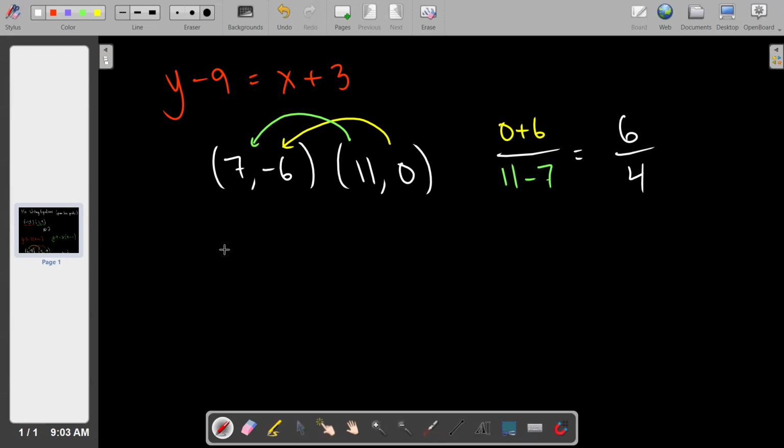What's my slope? 3 halves. That's how you say it. 3 halves. Perfect. Divide them both by 2. Hannah, which point do you like better? Second one? This one? Sure. So what's your equation going to say?